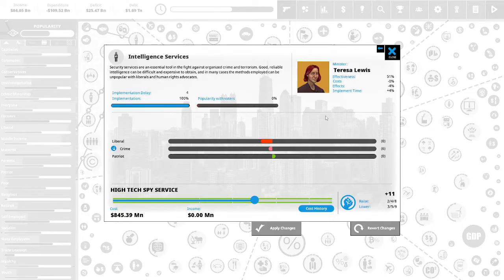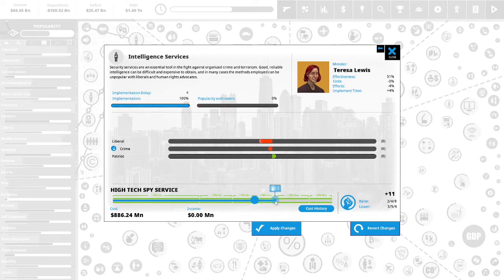I'm going to put some points in intelligence services as we are addressing cyber warfare. Security services are an essential tool in the fight against organized crime and terrorism. Good, reliable intelligence can be difficult and expensive to obtain, and in many cases the methods employed can be unpopular with liberals and human rights advocates. This is 0% popular with the vote, but we are dealing with cyber warfare.